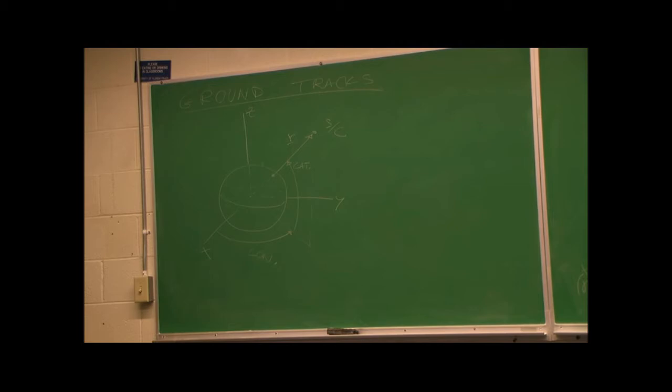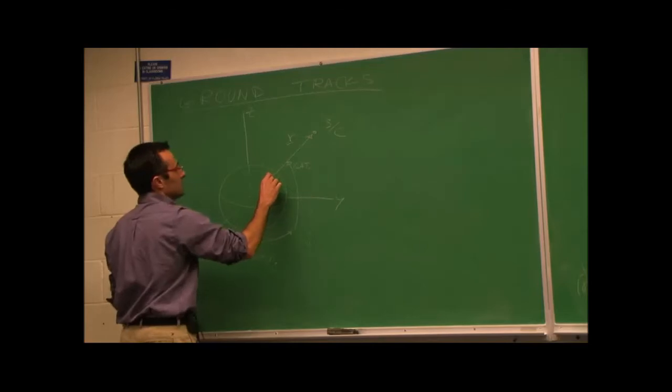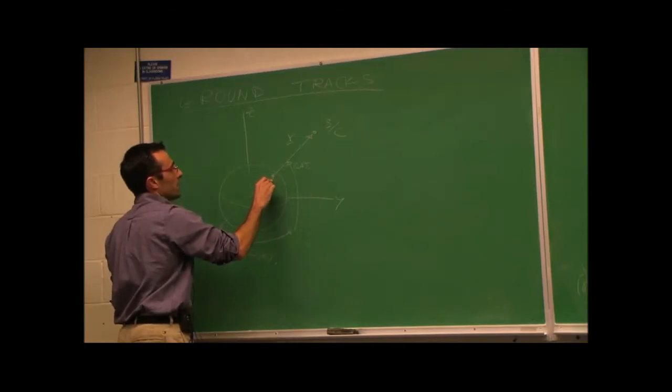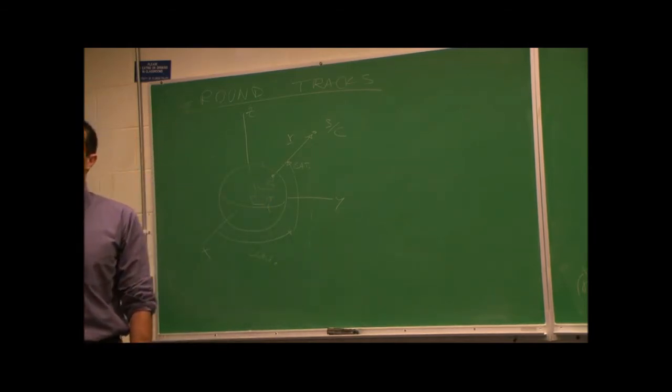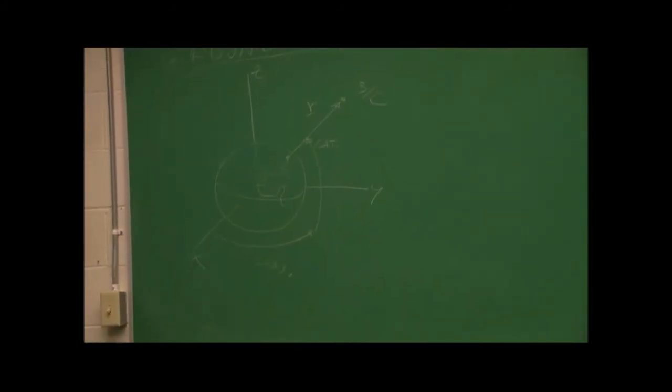And as the satellite goes around on its orbit, whatever it does, this point will describe some path on the surface of the planet, and that's what I call the ground track of that spacecraft. Now, what am I missing here?